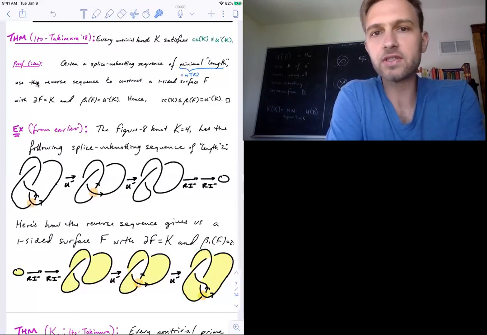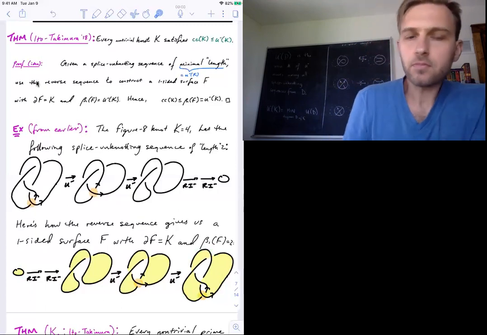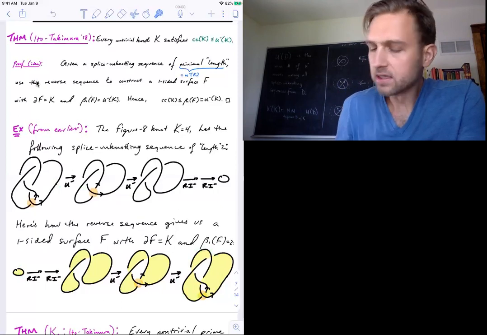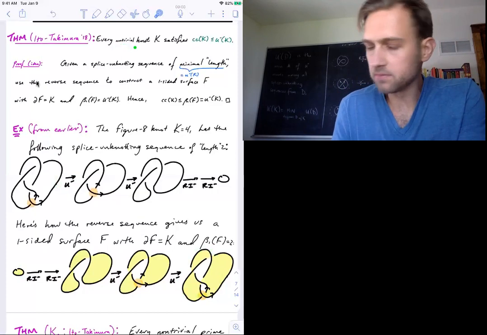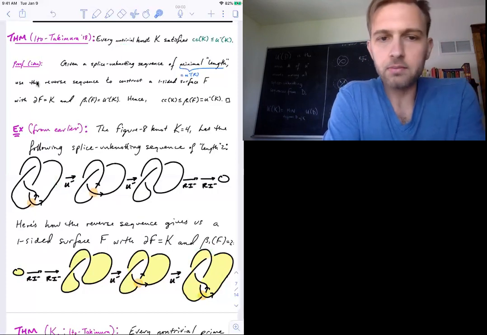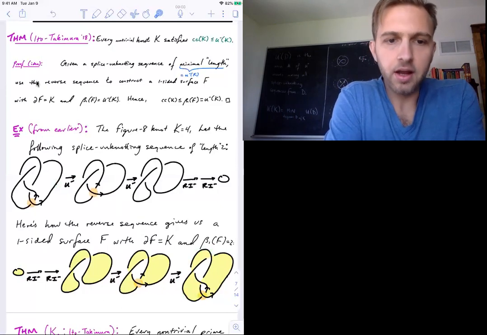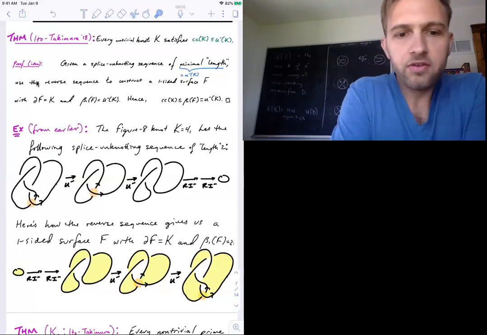Finally, why is this surface one-sided? Well, first of all, there has to be at least one U minus splice in the sequence because your knot is non-trivial by assumption. And the only knot with splice-unknotting number 0 is the unknot. Therefore, we attach at least one of these crossing bands.